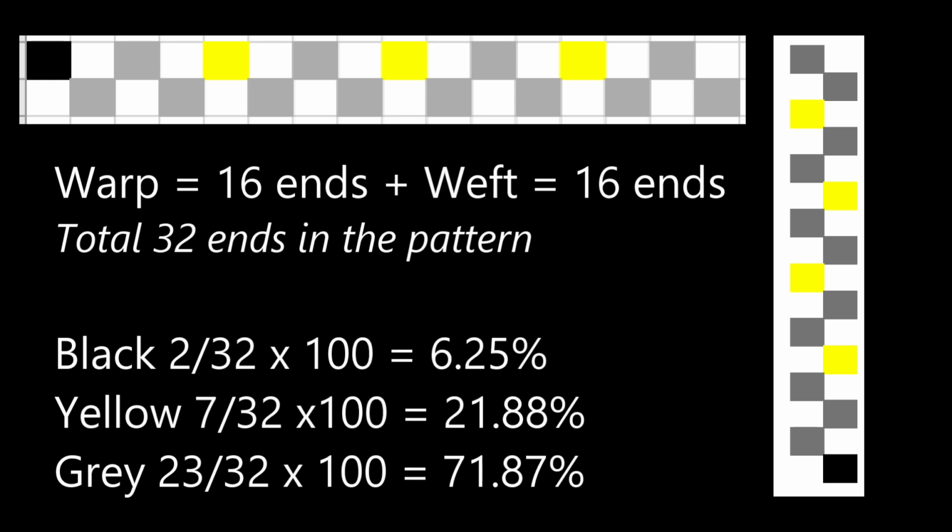Now, we use this to calculate the percentage. So for black, 2 divided by 32 times 100 is 6.25%. Yellow is 7 divided by 32 times 100 is 21.88%. And grey, 23 divided by 32 times 100, 71.87%. Now let's apply this to our yardage.